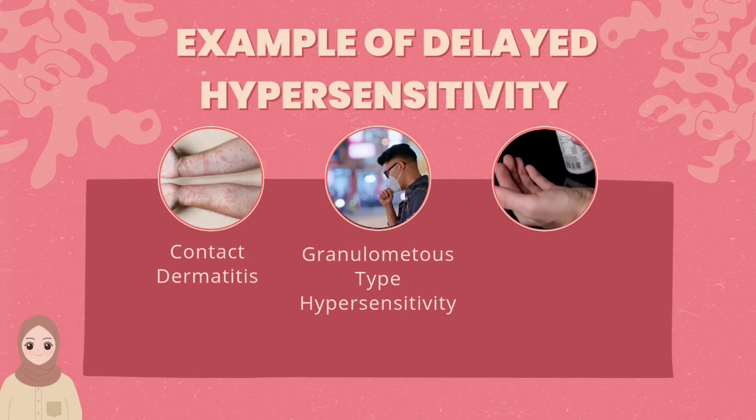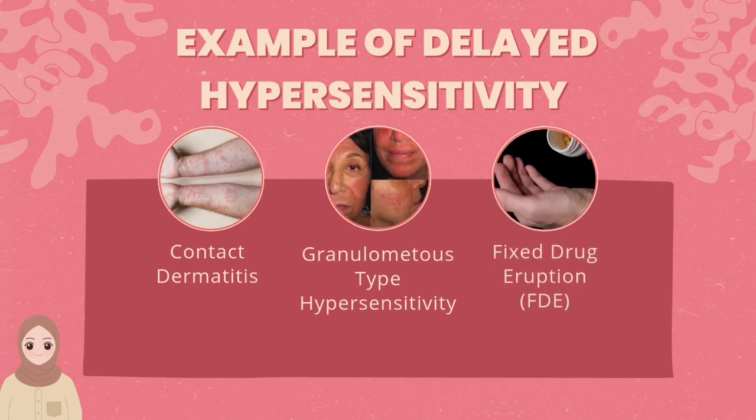And lastly is fixed drug eruption, or known as FDE. FDE is a skin reaction caused by a drug. It usually appears as a single, round, or oval dark red patch on areas like lips, genitals, around the anus, hands, or feet. The rash often appears within 8 hours after taking the drug. However, in some cases, it may take up to 2 weeks. If the person takes the same drug again, the rash usually comes back in the same spot. After it heals, it often leaves a dark mark on the skin, called hyperpigmentation.